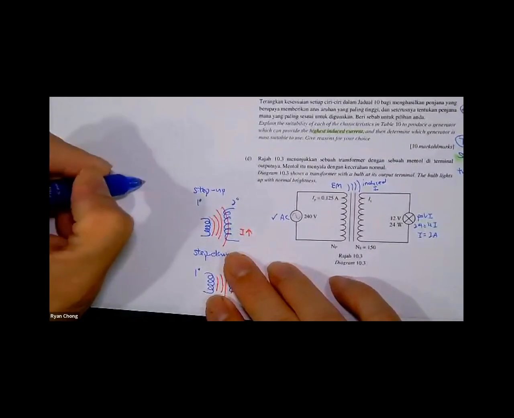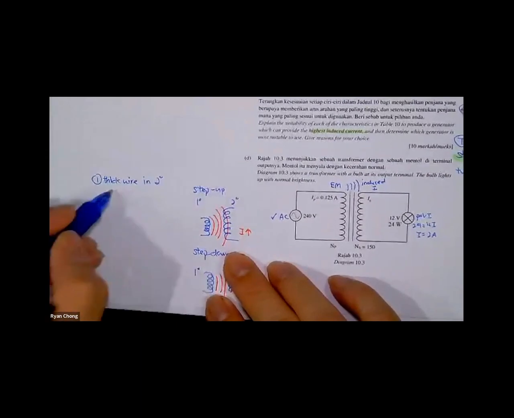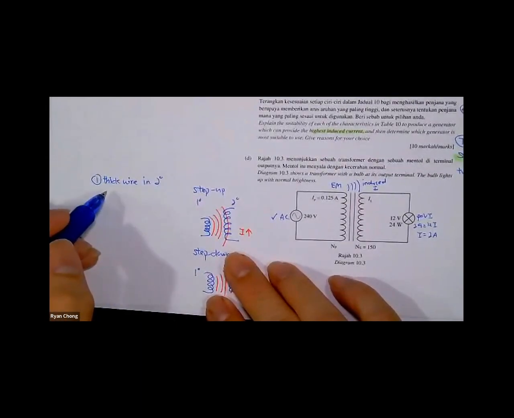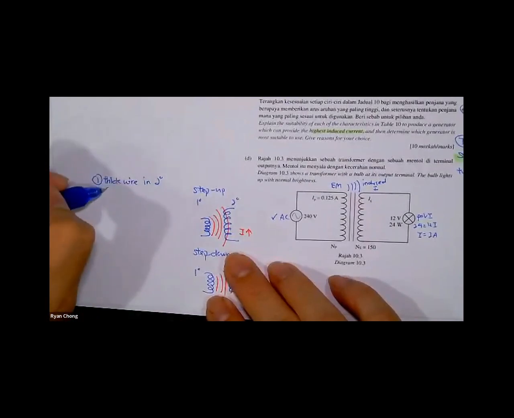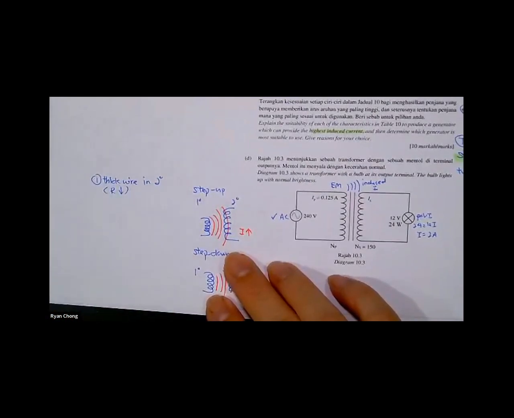Oh, okay. A student asked, can the teacher briefly explain the methods to increase efficiency. So right here. Okay, first one, you will use thick wire in the secondary coil. Why? Thick wire is the same as a large cross-section area or large diameter. Reason? To reduce resistance, so current can flow more easily.